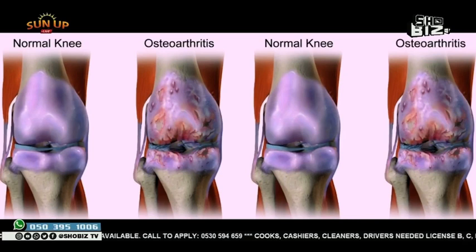Then we have stage 1. That is saying that the space between the joint is less than 50%. Stage 2 is more than 50%. So the joint space is more than 50%.